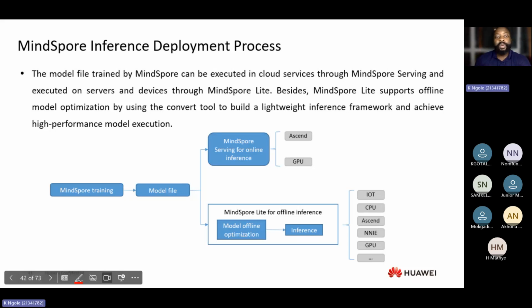Okay, so now remember what we said last time: MindSpore is known as an all-scenario framework, which means that a model trained by MindSpore can be executed in a cloud service through MindSpore Serving. Remember, we said we can execute it in the cloud or on different servers or devices. When we want to execute it on the cloud, we use the part of MindSpore that we call MindSpore Serving. When we want to execute it on servers and devices, we use MindSpore Lite. Remember last time I told you we could deploy it on devices. By using MindSpore Lite, we can do that.